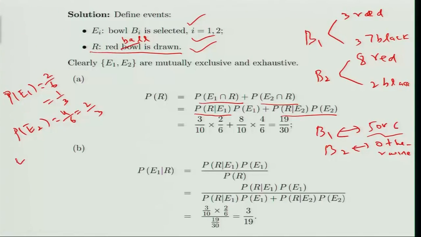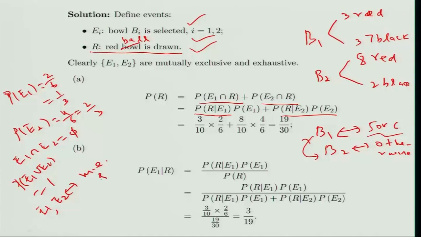So what you see is E1 intersection E2 is empty, because you know that either bowl B1 is selected or bowl B2 is selected, because that is what our scheme tells. Either you can get 5 or 6, or you can get any other number. So B1 and B2 cannot occur simultaneously. So E1 intersection E2 is empty. Probability of E1 union E2 is 1. So they are mutually exclusive and exhaustive. So I can apply the theorem of total probability.